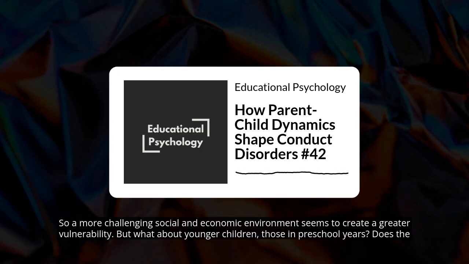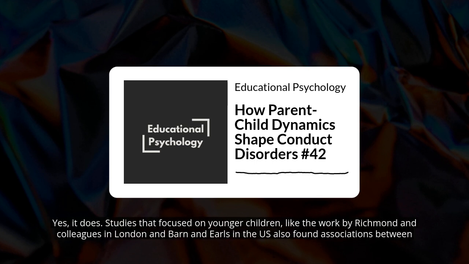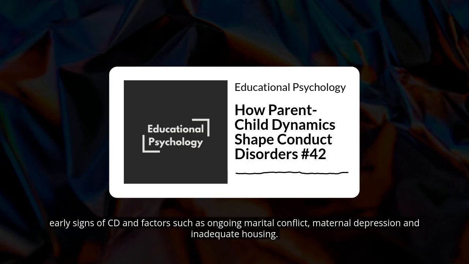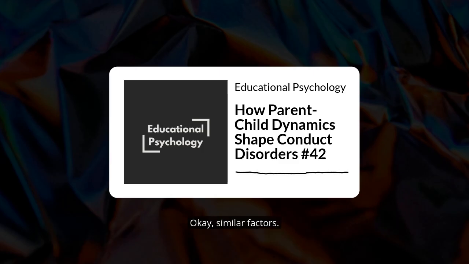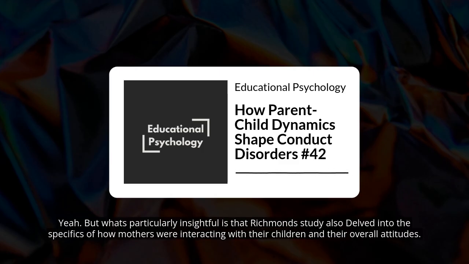But what about younger children, those in preschool years? Does the research show similar connections? Yes, it does. Studies that focused on younger children, like the work by Richmond and colleagues in London and Barron and Earls in the U.S., also found associations between early signs of CD and factors such as ongoing marital conflict, maternal depression, and inadequate housing. Okay, similar factors. Yeah, but what's particularly insightful is that Richmond's study also delved into the specifics of how mothers were interacting with their children and their overall attitudes.